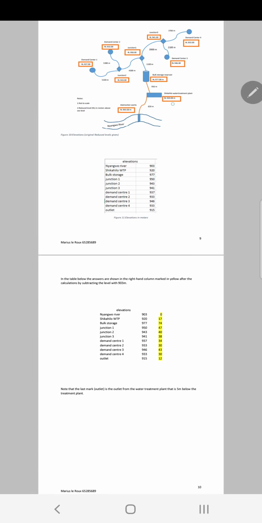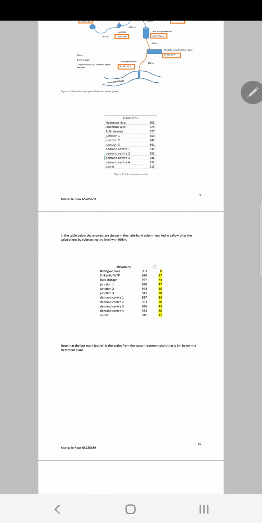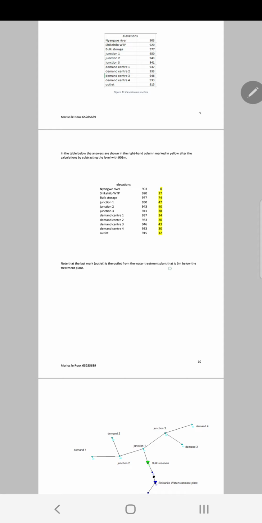Note that the elevations that were given were all reduced levels above sea level, but the river and the extraction works were to be taken as your datum. So all your elevations needed to be subtracted from 903. As you can see in yellow are the calculated values for the new elevations.